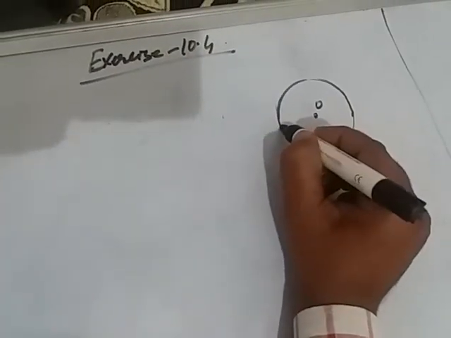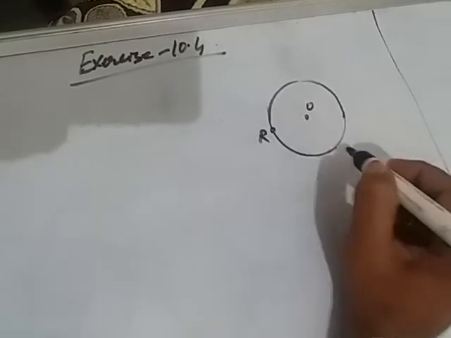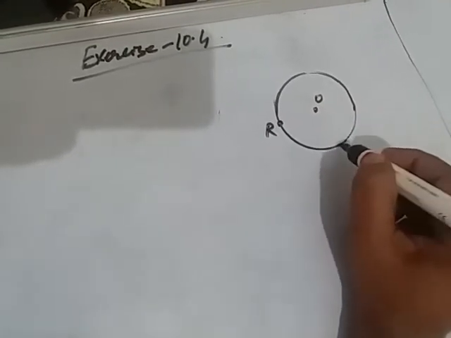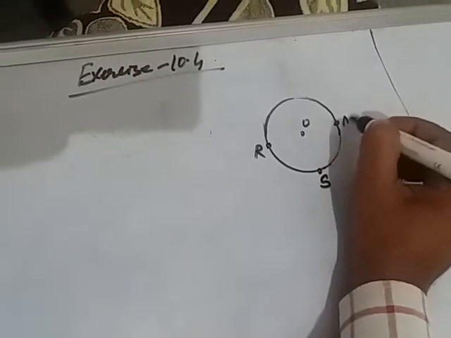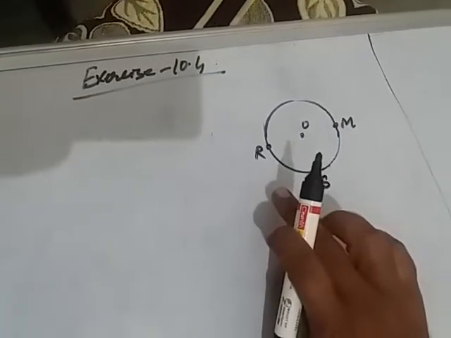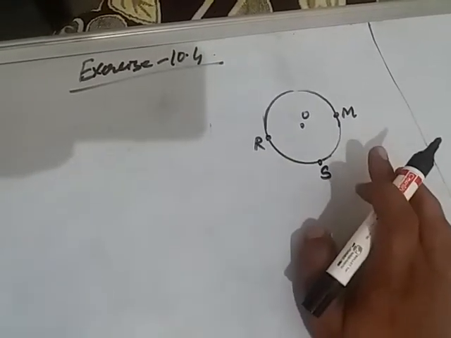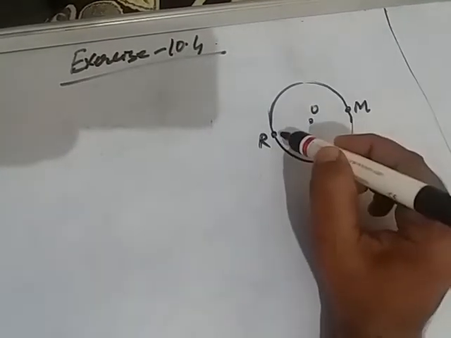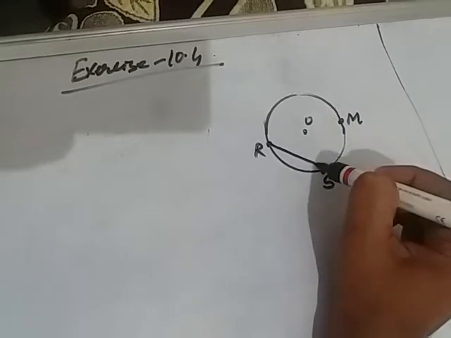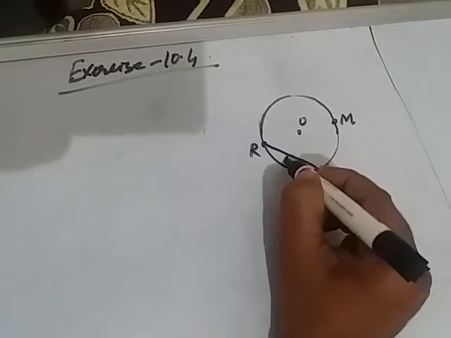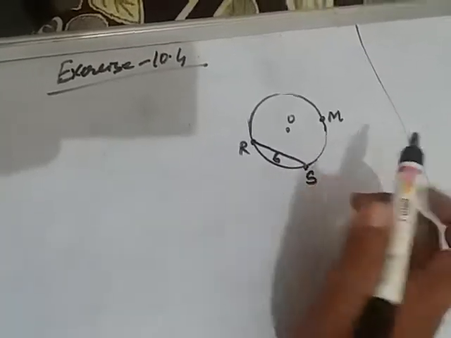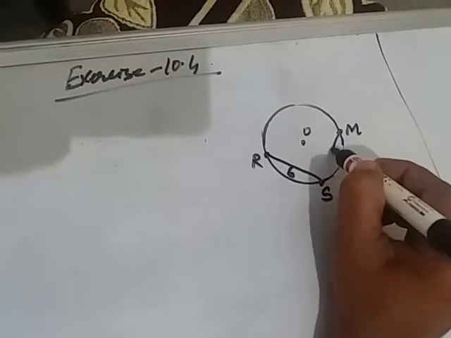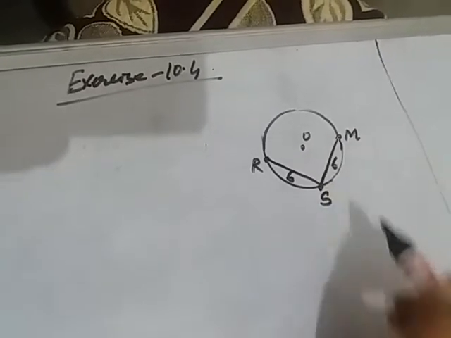Let it be Reshma. Here Reshma is there. Here Salma is sitting over here. And here Mandeep is sitting. R stands for Reshma, S for Salma, and M for Mandeep. Now the distance between Reshma and Salma, you join it, and that is 6 centimeter. That is given in the question itself. This is a chord, clear? And the distance between Salma and Mandeep is again 6 centimeter. That is given in the question.